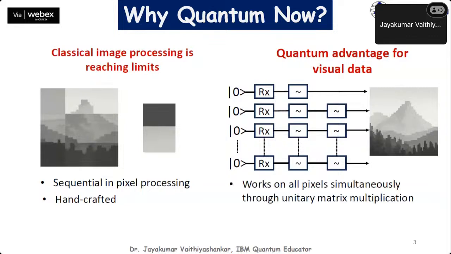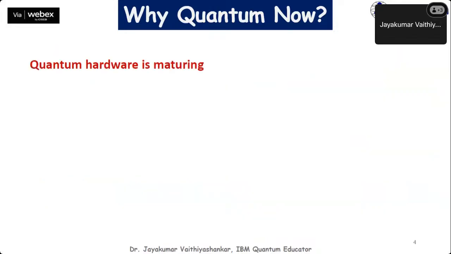It works on each pixel simultaneously through unitary matrix multiplication. Again, the same process, we are doing matrix operations, but here each and everything is done with unitary matrix multiplication. This is the only difference I want to highlight. Simultaneously we are able to simulate filters with entanglement patterns. So some of our operations are entirely different from the classical perspective.